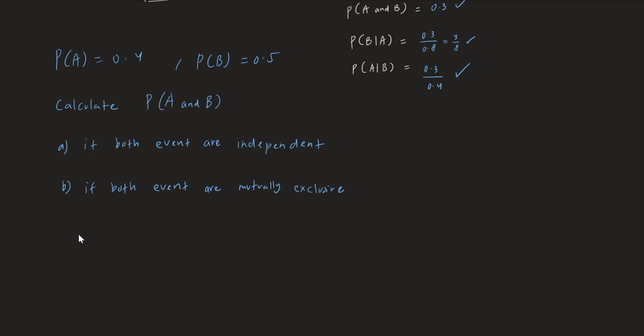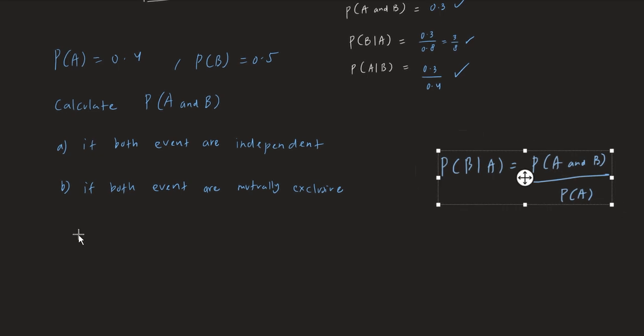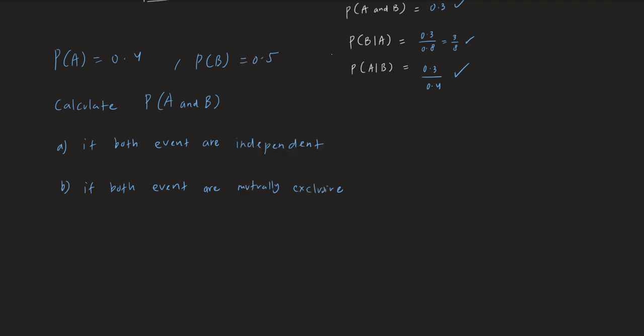But actually this formula, probability of B given A equals probability of A and B over probability of A, applies for both independent and dependent events. But especially you will use this for dependent events to find out probability of A and B. So I'll use it the other way: you cross multiply and divide. Yes. So this will be 0.4 times 0.5 here.